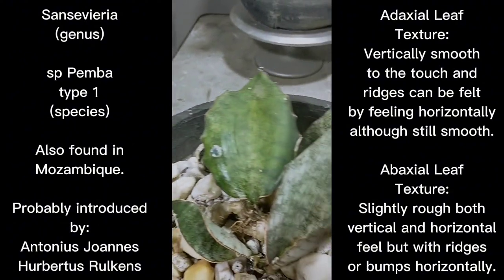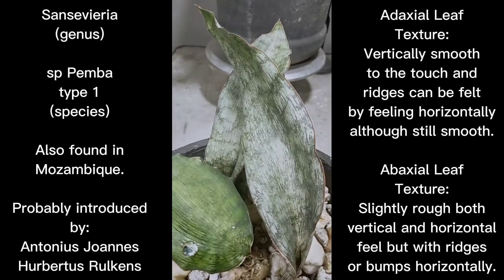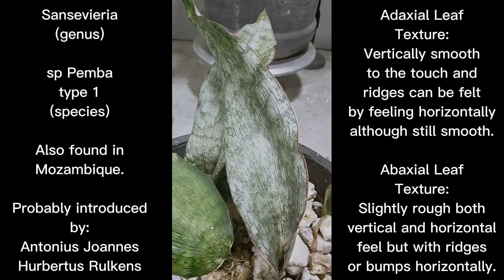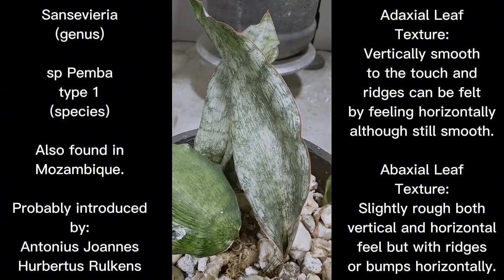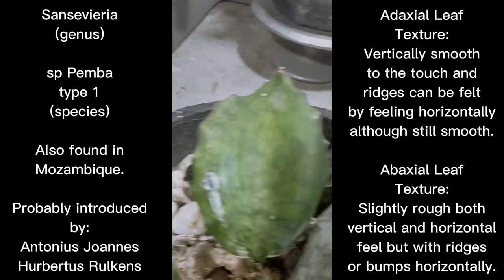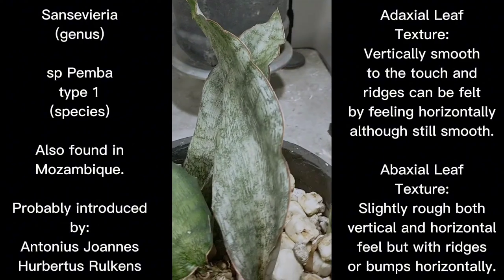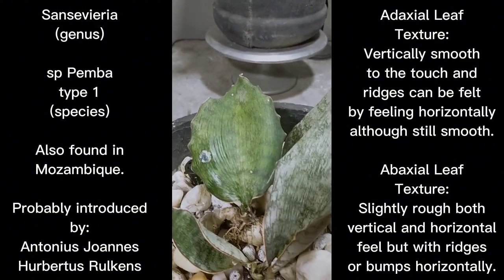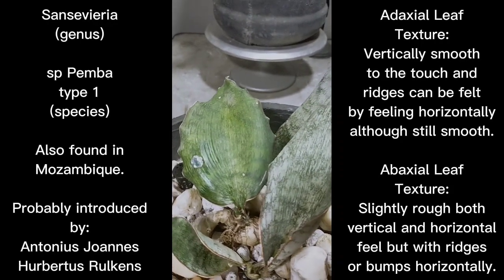If you are not an expert at looking at the Pemba types, you would easily get confused, and you would most likely end up buying duplicates if you find a green type of Pemba and then a silver type of Pemba, but they're just Pemba type 1. Later on, there are other types of Pembas that I will introduce. This is the first one.